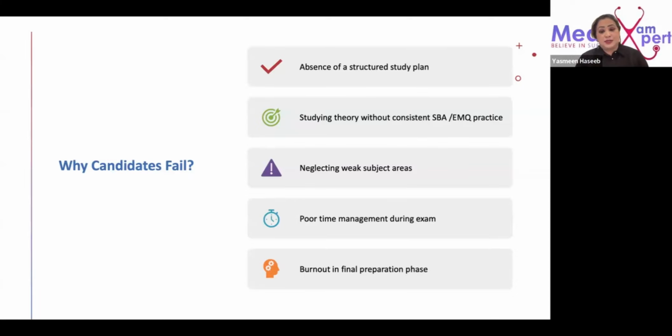So poor time management is also very important in spite of good preparation. Last but not least, burnout in the final preparation phase. People get burned out with the preparation and they are stressed out because we are all working and we have a lot of commitments: family commitments, study commitments, workplace commitments. So please don't burn out, because burnout will also kill your success. So you have to fight it as well. Burnout in the final preparation phase, I tell you, everybody can overcome it.